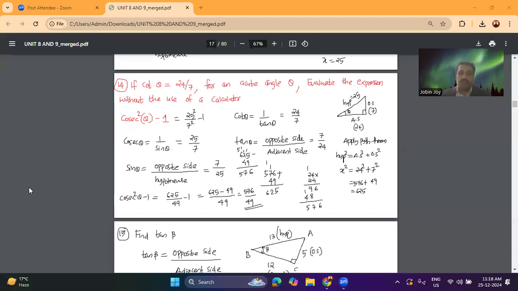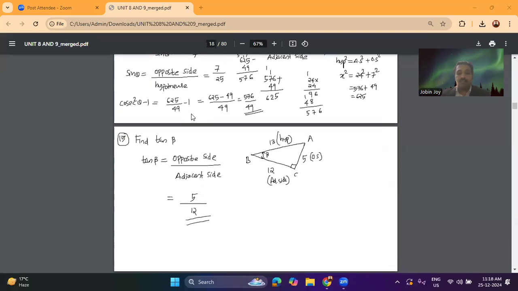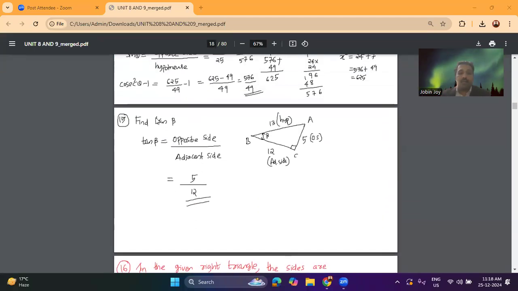Okay, next question. Question number 15. Here a right angle triangle is given. Angle C is the right angle and angle B is beta. You have to calculate tan beta. We know that tan beta is equal to opposite side by adjacent side. Opposite side is 5 and adjacent side is 12. So what is tan beta? 5 by 12. Direct question. Tan beta is equal to 5 by 12.